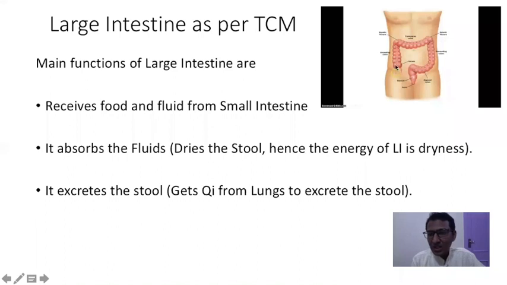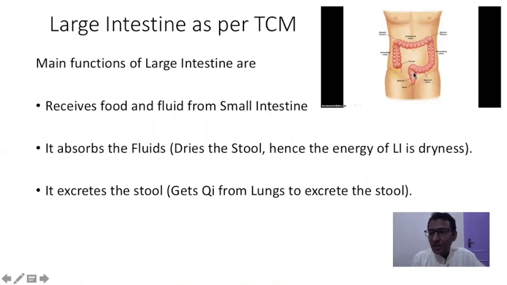So in this way, this is the ascending colon. Large intestine is also called the colon. This is the rising, or the ascending colon, where the stool moves up, and then it is the transverse colon. This part is the transverse colon, and this is descending, so this is called the descending colon. This part is called the sigmoid colon, and the next one is the rectum, and the last exit hole is called the anus.